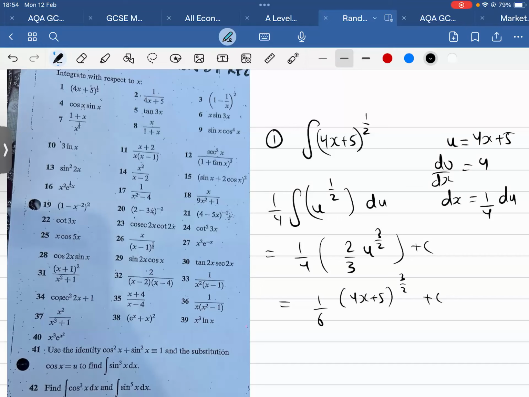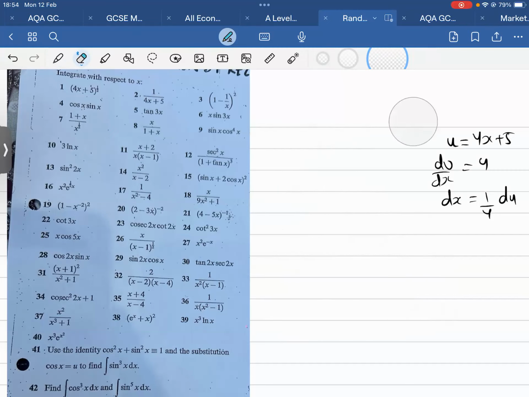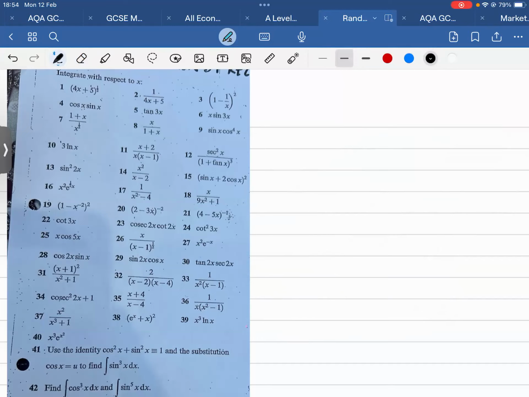Question 2, what method would you use for that? It's not parts. Whenever you see a fraction, it's logs. So what's that method called? There's no method. It's just a form. It's just a thing to know. Okay. So 1/x always becomes ln x. Yeah. So 1/(4x plus 5) becomes 1/4 and then ln(4x plus 5).